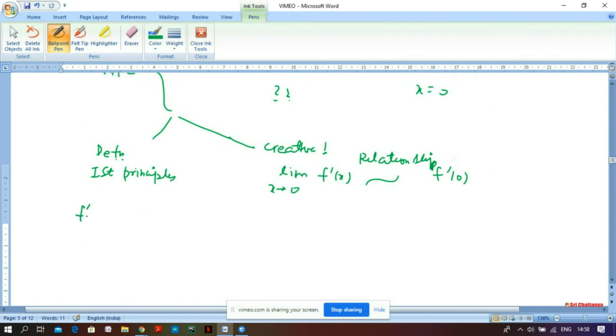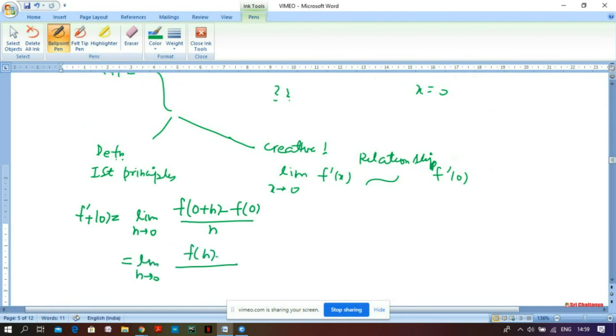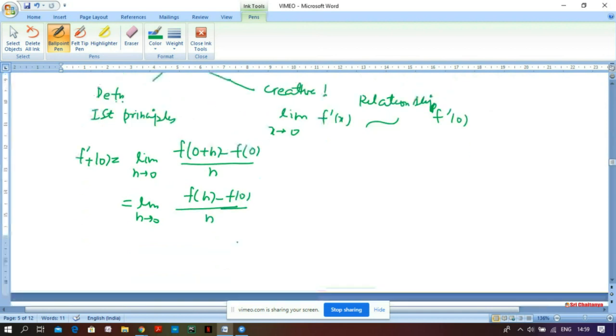So I will write f prime plus 0, meaning the right hand derivative, is the limit as h tends to 0 of f of 0 plus h minus f of 0 over h. So that gives the limit as h tends to 0 of f of h minus f of 0 over h. We can calculate this easily.